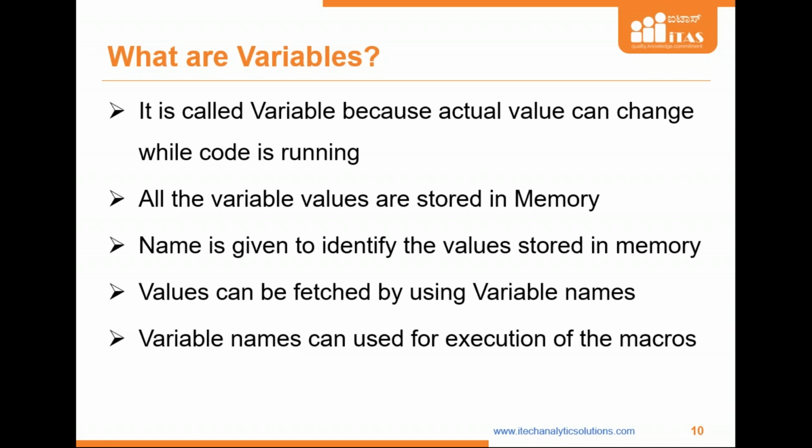Why is it called a variable? It is called a variable because the data we have stored in that memory location can keep varying. That means it will keep changing. So for that reason, we call it a variable. Variable is nothing but the address name of the location where I'm storing the data.